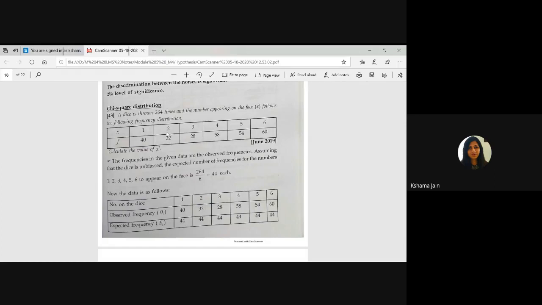Number 2 came around 32 times. Number 3 came 28 times. If you add them all, the summation of f should come to 264. So these are the observed frequencies. We will make a table here: number on the dice, observed frequency. Now we will calculate the expected or estimated frequency, using our probability.